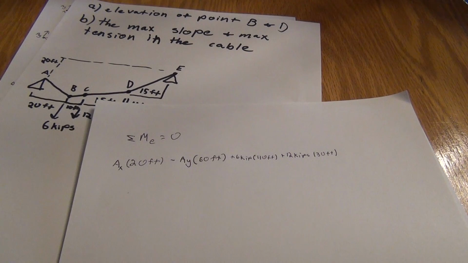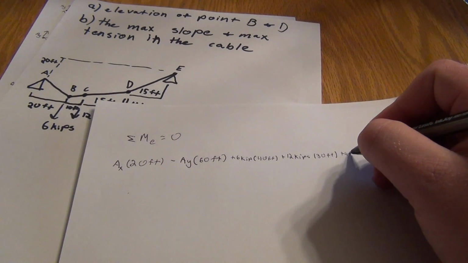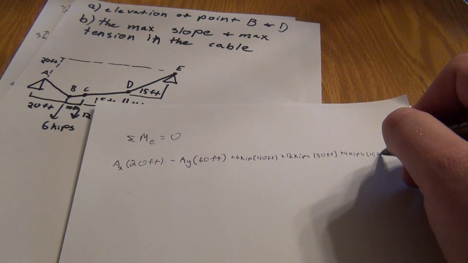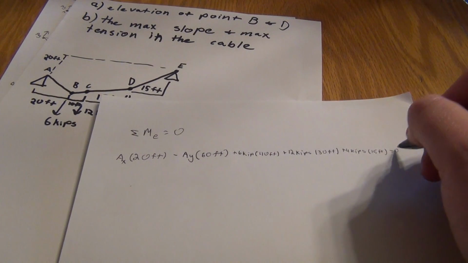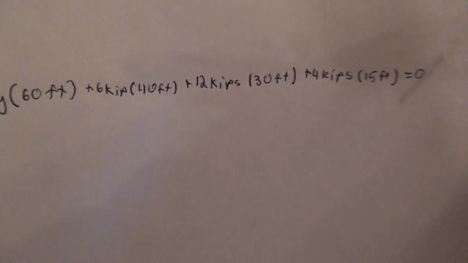And your final one is 4 kips applied 15 feet. Okay, so you guys probably can't see that very well. So let's take a look.